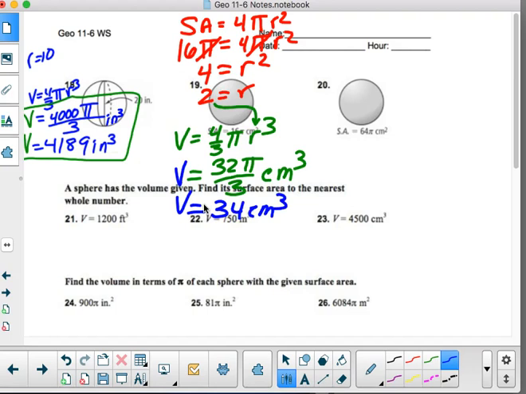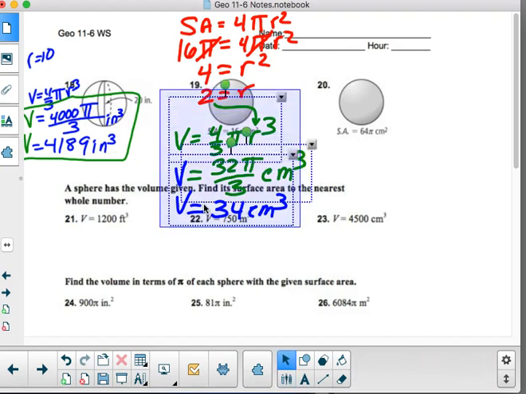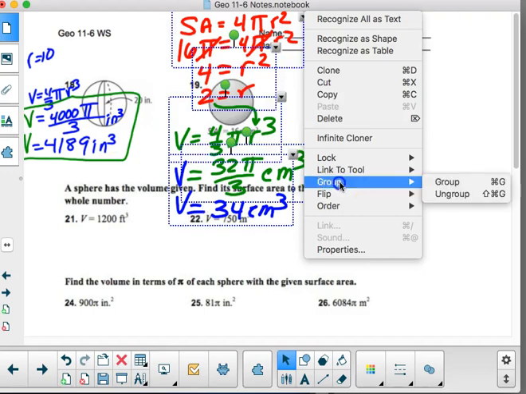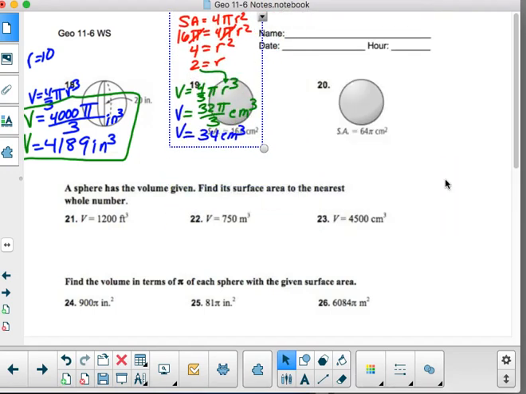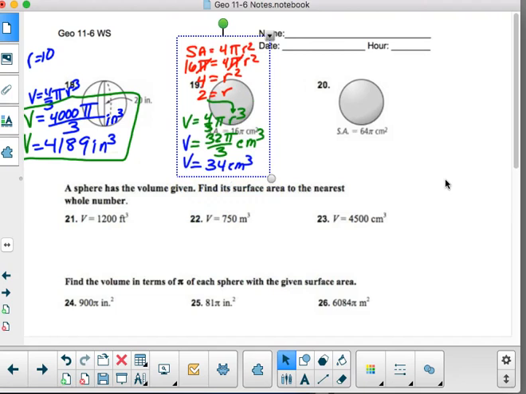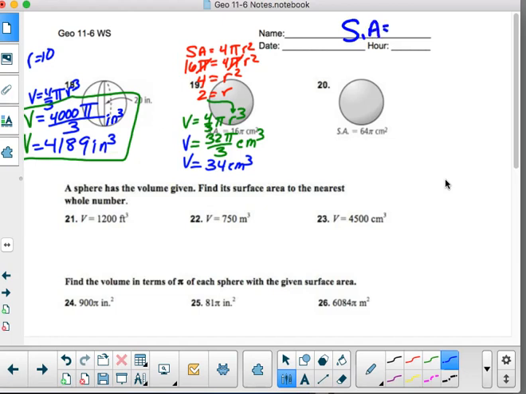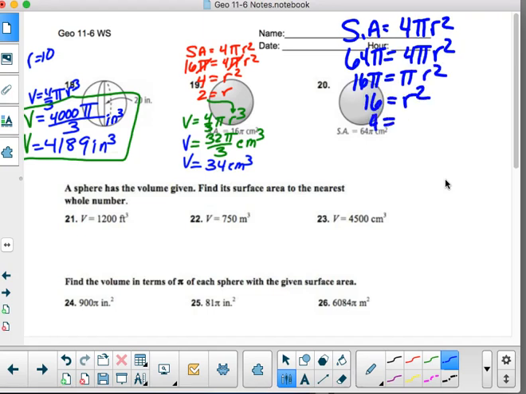Now, keep in mind, it's not always the nearest unit. Sometimes it'll be the 10th, sometimes it'll be the 100th, but you gotta know which one's which. And that's why we have the different ones. Same idea here. I got 64 pi. I start out with surface area equal 4 pi R squared. I plug 64 pi in for SA. I got 4 pi R squared. I divide by 4, so I got 16 pi equal pi R squared. Divide by pi, 16 is R squared, so R is 4 after I take the square root of both sides.